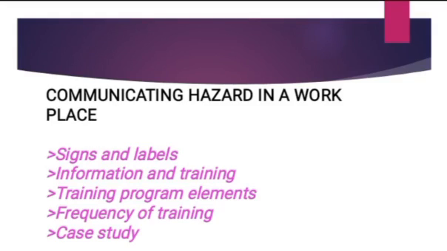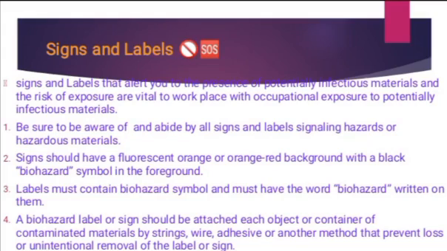So next we'll be talking about communicating hazards in a workplace, using signs and labels, information and training, training program elements, frequency of training, and case studies. So those are what we'll be talking about in the course of this chapter. So we start with our signs and labels. Now signs and labels should be used as an alert on potentially infectious materials to reduce or prevent the risk of being exposed, you understand?